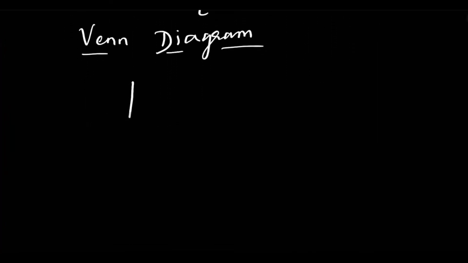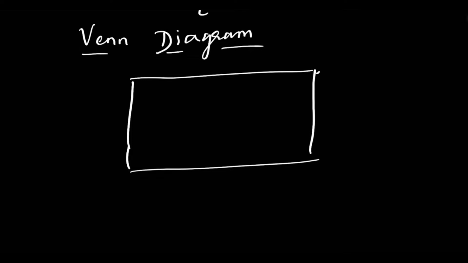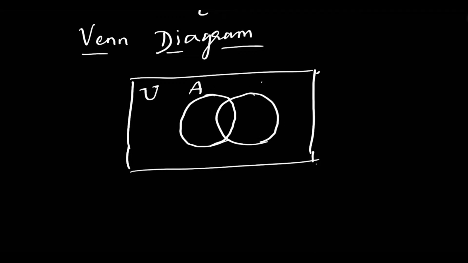First, draw a rectangle, and this is called the universal set. This contains all the elements present in A as well as in B. Then you can draw a set A and set B, and write all those elements in A: 1, 2, 4, 3, and 5. Here you have 6 and 8.